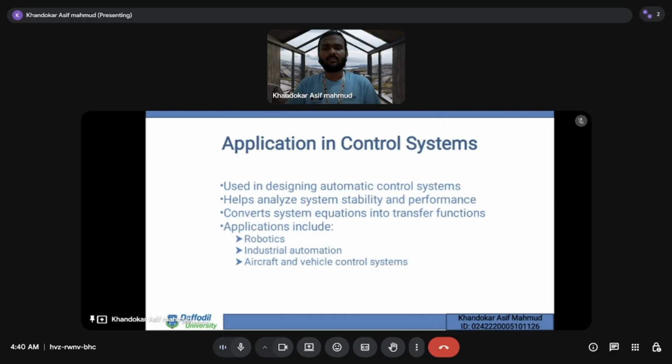Now I will discuss the application called control systems. Here it is used in designing automatic control systems. It helps analyze the system stability and performance. It converts system equations into transfer functions. Here the applications include robotics, industrial automation, and aircraft and vehicle control systems.